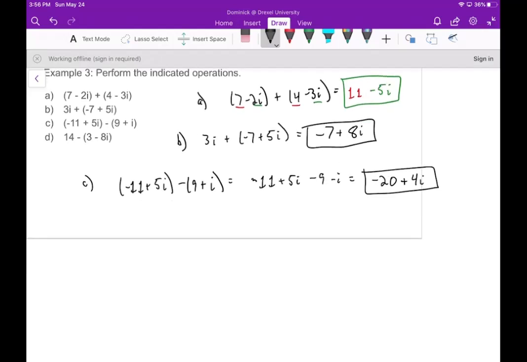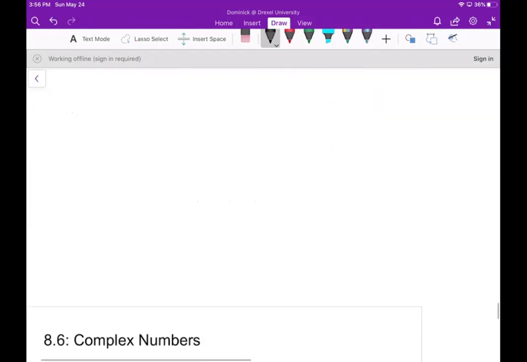Okay, and then finally part D, we have a 14 minus 3 minus 8i. So once we distribute our negative, we have a 14 minus 3 plus 8i. So we get an 11 plus 8i. Okay, so that's adding and subtracting complex numbers. So that's pretty straightforward.